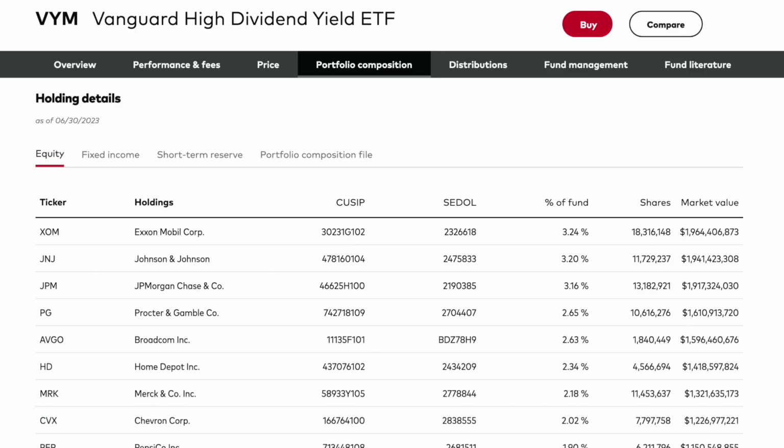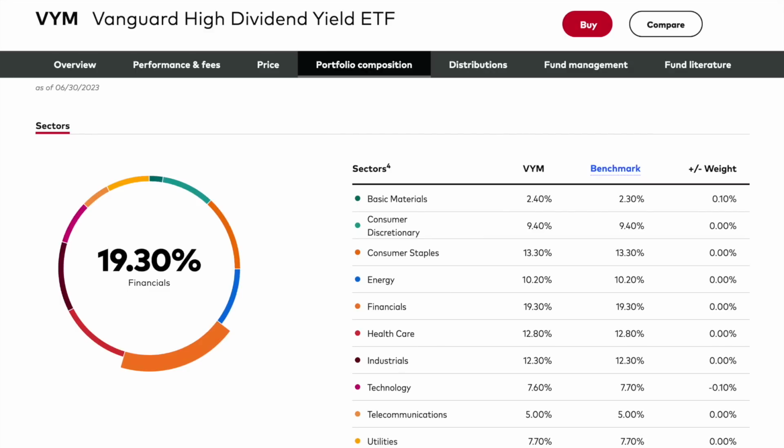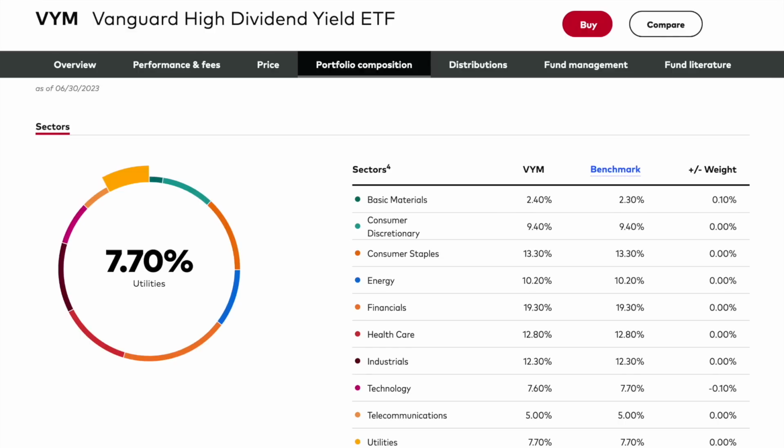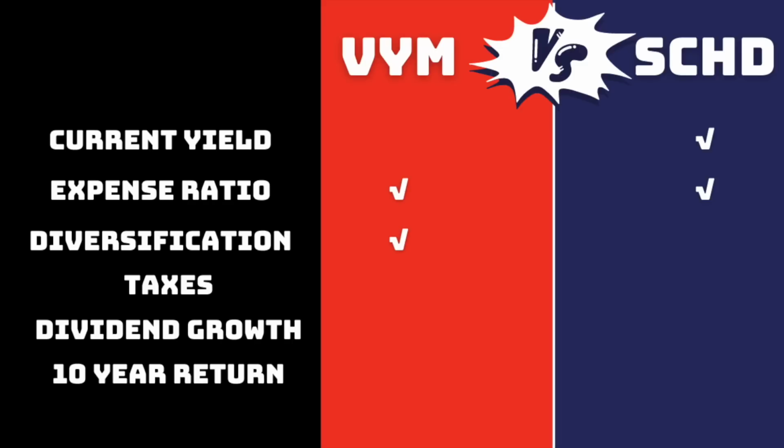Looking at their sector breakdown, we can see that VYM's largest sector is in financials at 19.3%, followed by consumer staples at 13.3%, and healthcare at 12.8%. For SCHD, their largest sector is in industrials at 18.3%, followed by healthcare at 15.6%, and financials at 14.5%. I noticed that SCHD doesn't hold many utility stocks, whereas VYM is 7.7% utility companies. So considering VYM has significantly more holdings than SCHD and holds utilities, which are typically known for their dividends, I'm giving VYM the point in this category.